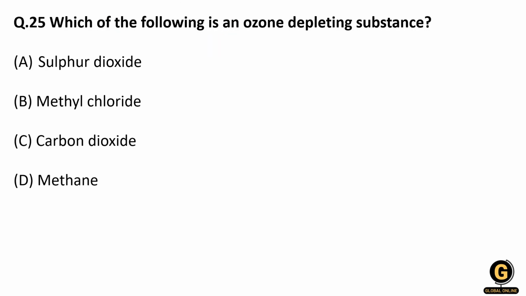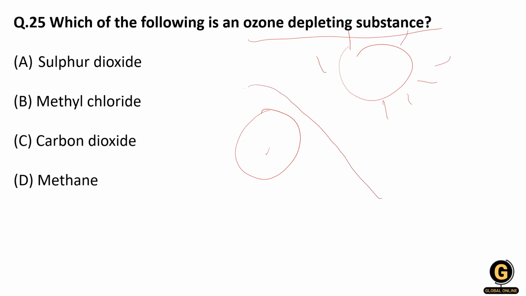The first question is, which of the following is ozone depleting substance? So first of all, understand what are ozone depleting substances, or what is this entire phenomenon. If you see between earth and our sun, so this is earth and this is sun, there is a protecting layer of ozone, right? And this protecting layer of ozone, so ozone is O3, prevents the ultraviolet UV lights from coming directly on the earth.